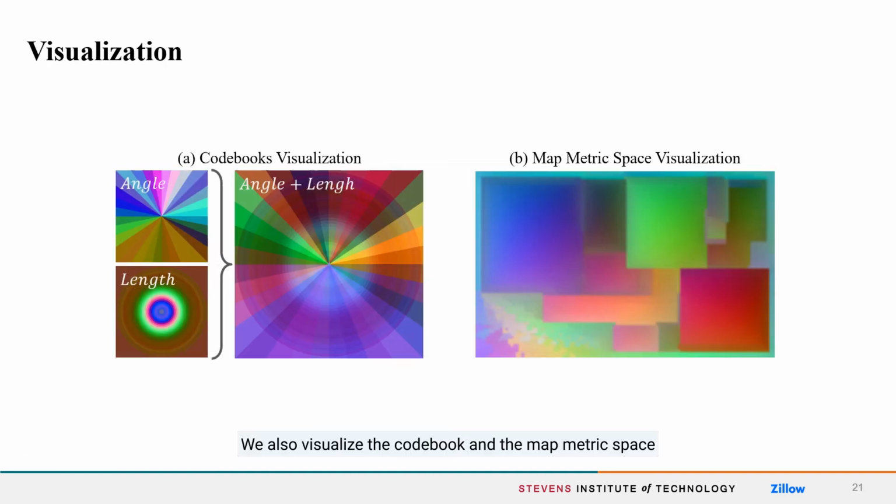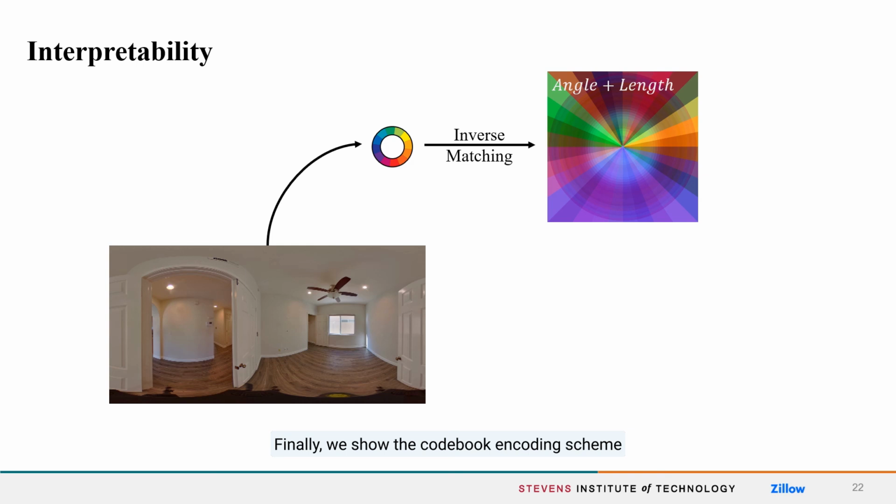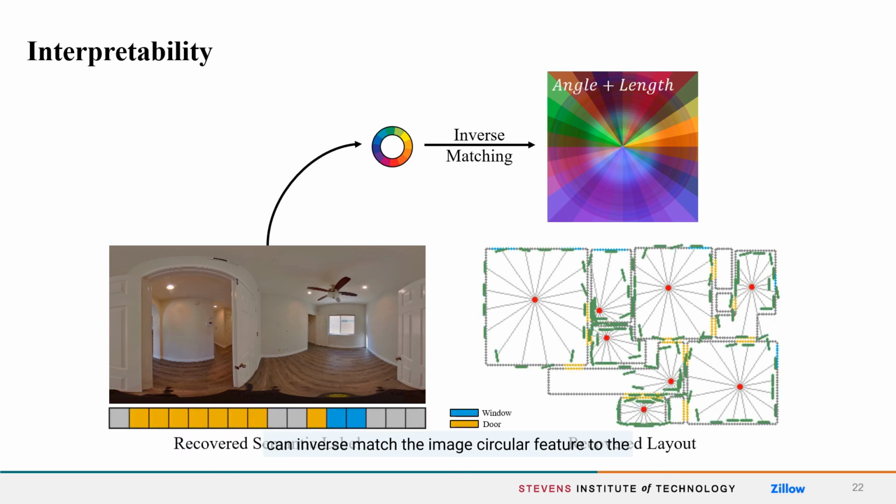We also visualize the codebook and the map metric space using PCA and t-SNE. And finally, we show the codebook encoding scheme provides strong interpretability that we can inverse match the image circular feature to the codebooks to recover its semantic labels and the layout. And in this way, we can clearly see what's going wrong.